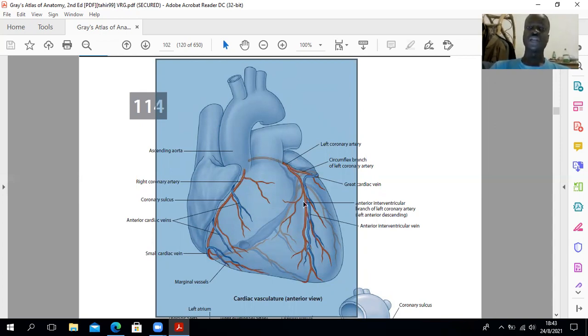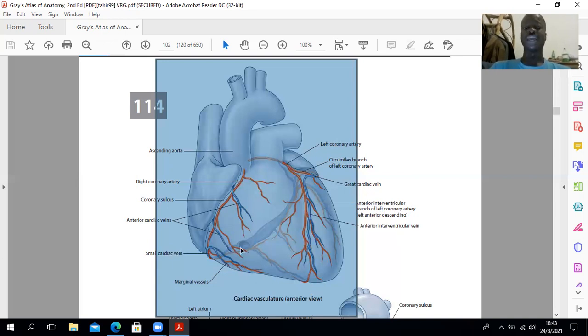This anterior interventricular branch, in a third of the population, ends at the apex of the heart, whilst in the other 2/3 of the population, it extends to the inferior or diaphragmatic surface of the heart and ends by anastomosing with branches coming from the right coronary artery. So the right coronary artery exists in the right atrioventricular groove, and at the inferior surface of the heart, it extends to the diaphragmatic surface to continue as the posterior interventricular artery.